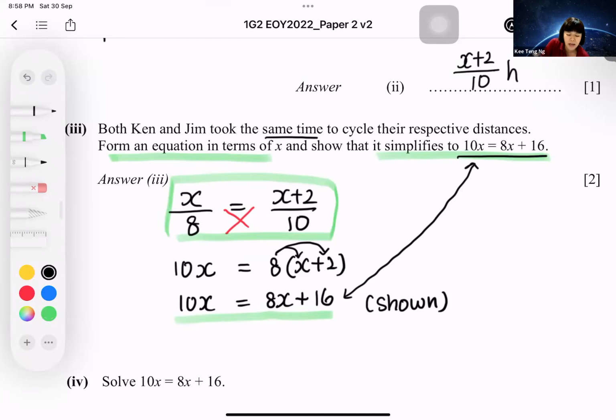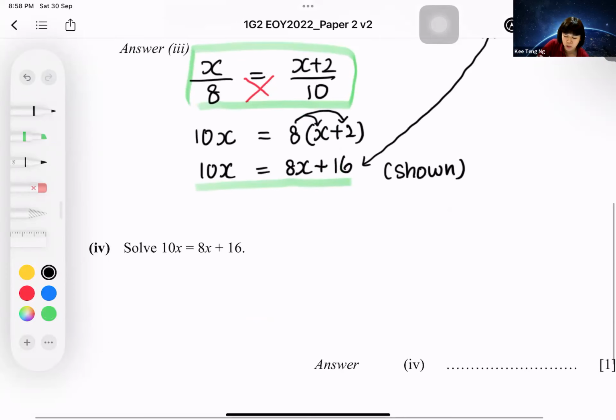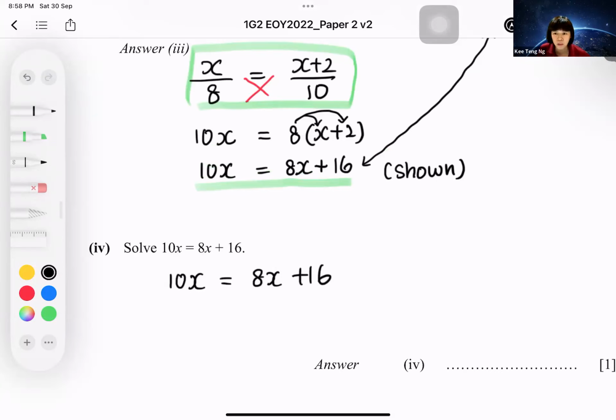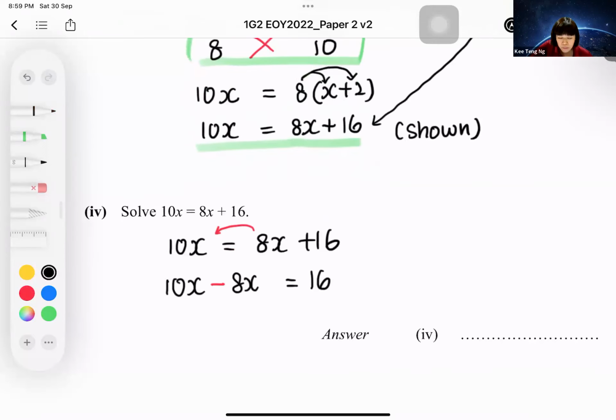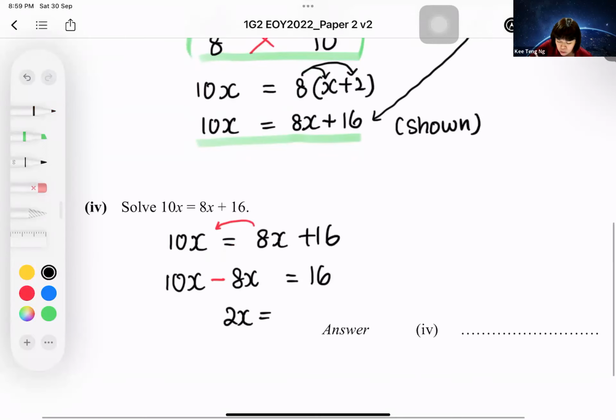Then last but not least, they asked me to solve this equation. Simple. We have 10x equals 8x plus 16. Who needs to move house? Who needs to migrate over? 8x goes to the 10x side. Positive 8x changes to negative 8x. Very good. So this becomes minus 8x. That was addition, now I undo it with subtraction. So this side still stays at 16. 10x minus 8x is 2x equals 16.